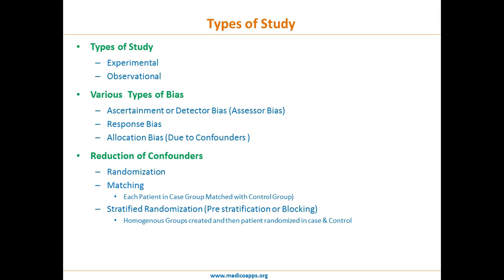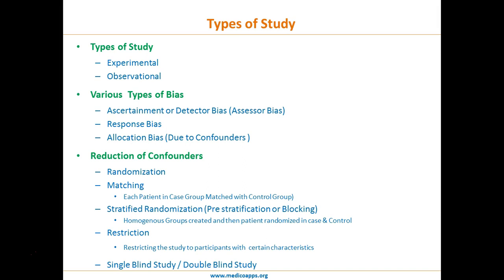As we remember earlier, we gave an example of liver cancer patients. So, stage 1 liver cancer, again, an equal number of case and control taken from that. Then restriction. In restriction, participants are restricted according to certain characteristics. So there are some inclusion and exclusion criteria which reduce the confounders. And finally, there are various different kinds of study designs, like single blind study and double blind study, which further reduce the confounders.